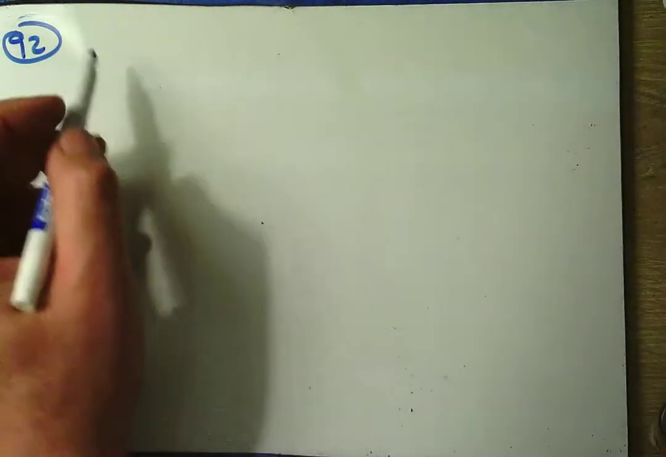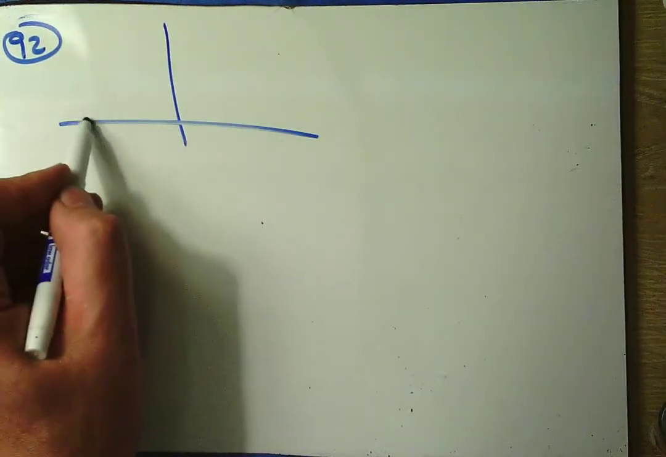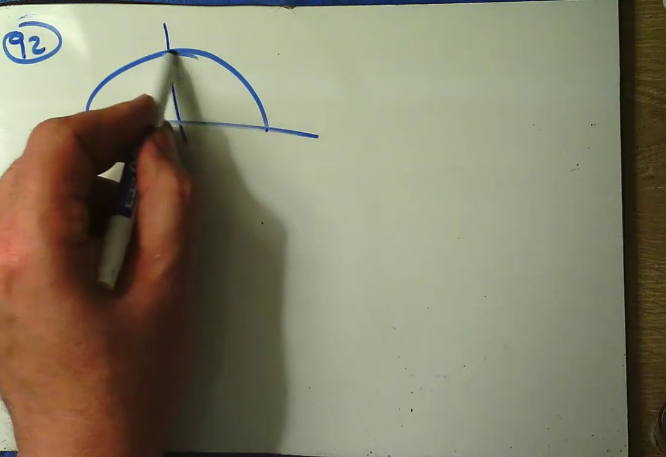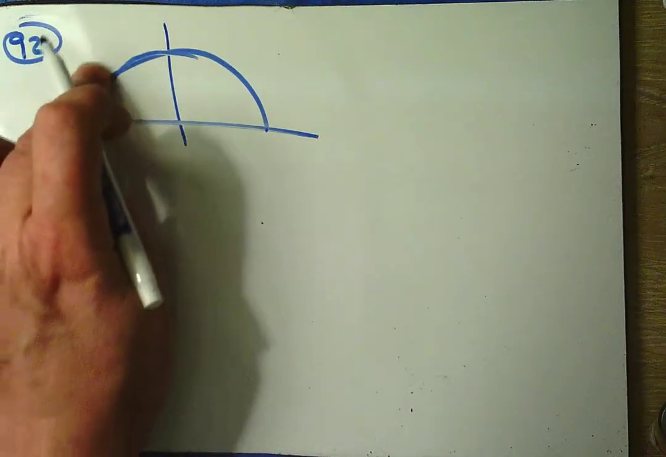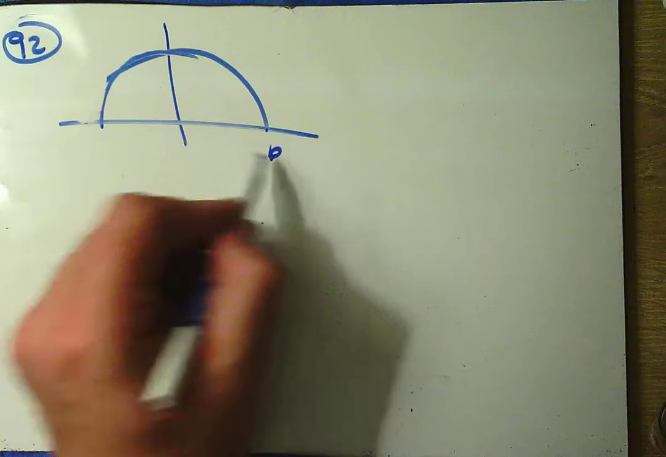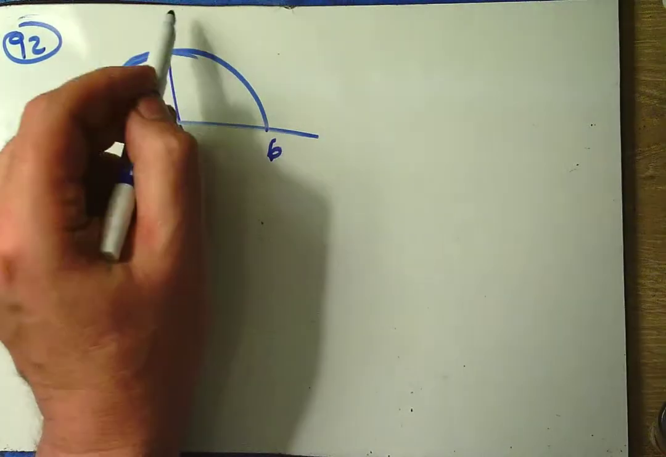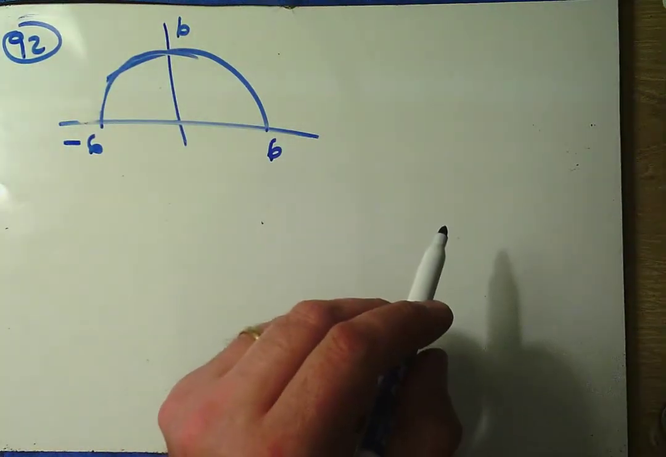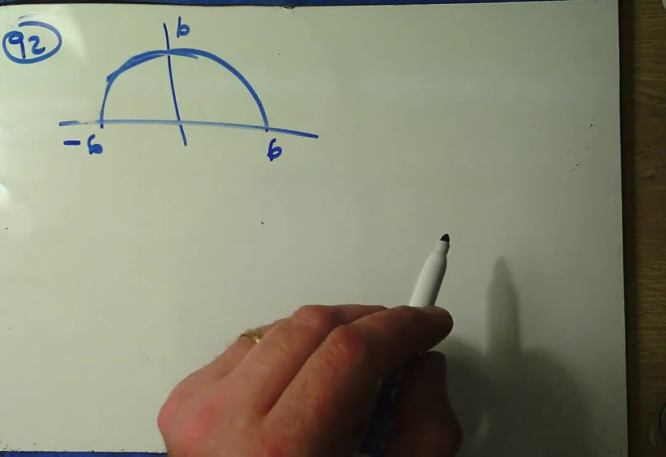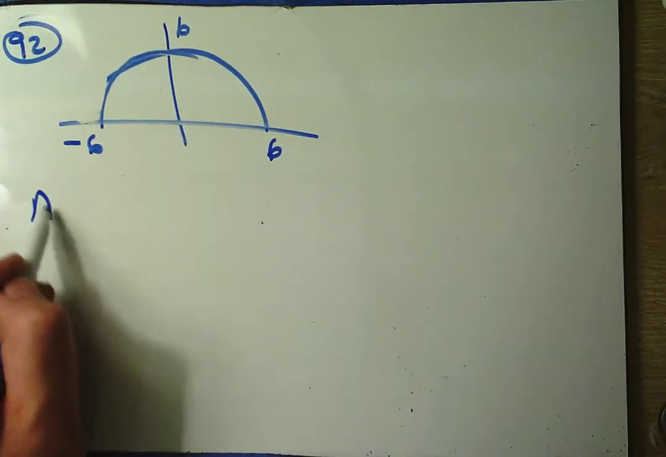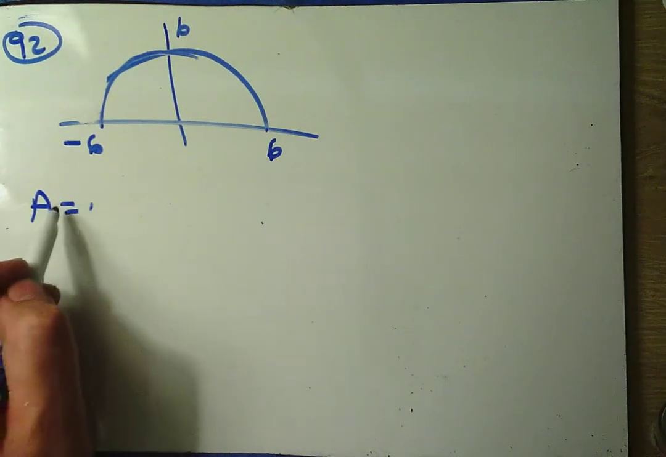92 says a rectangle bounded by the x-axis and the semicircle y equals square root of 36 minus x squared, and they even drew a picture of this for us. Write area of the rectangle as a function of x. Okay, so let's start off with this picture. We have a semicircle. They tell us that this is 6, and that this is negative 6, and that this is 6.